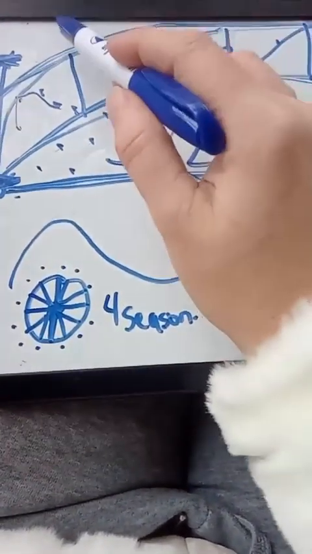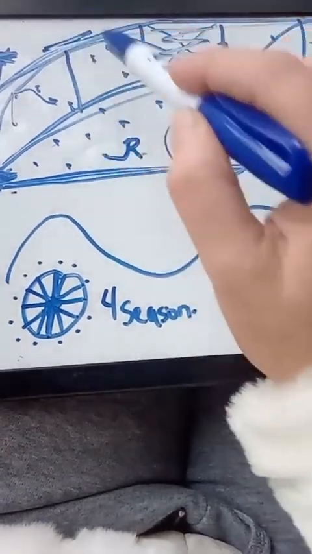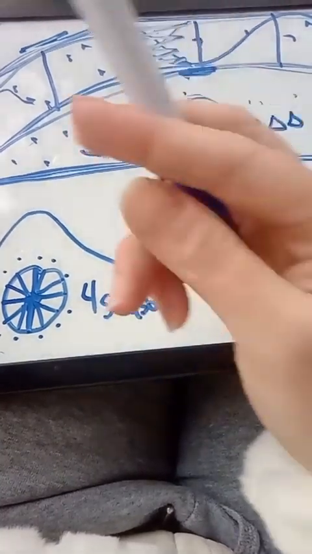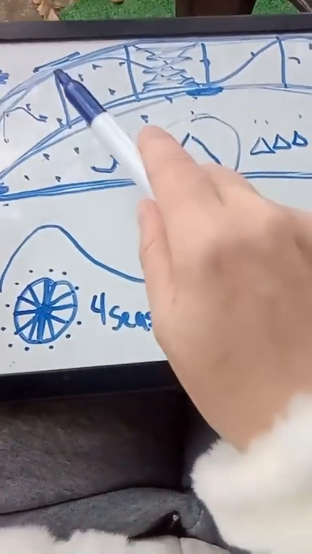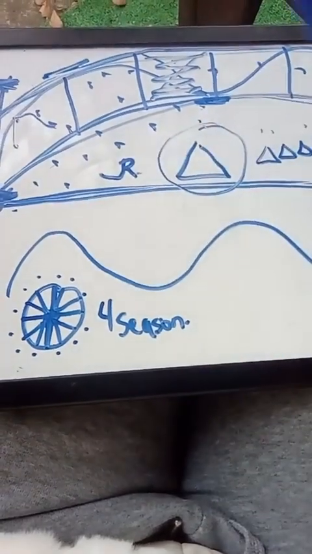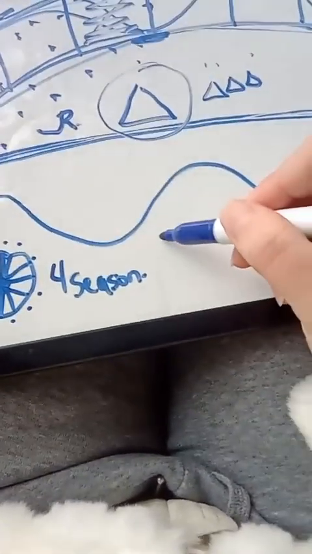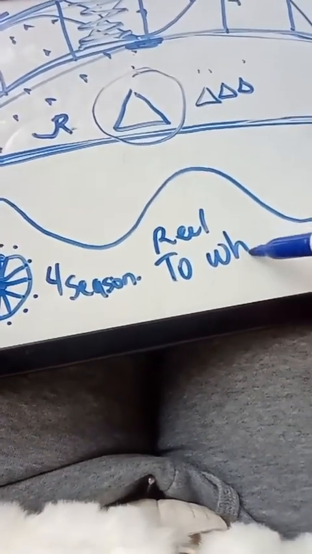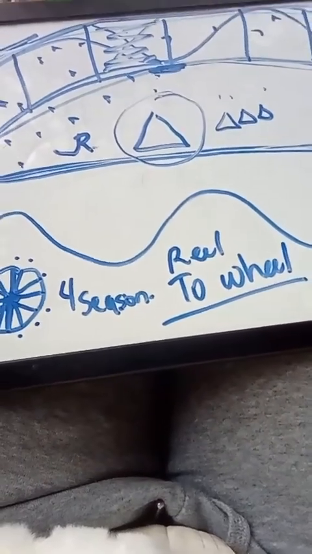Okay, and the sun, he never goes higher than this point, and he never goes lower than this point. He stays in the path of the ecliptic because he's lighting up the reel of the wheel. Okay, so this is where we get the reel to wheel scenario.